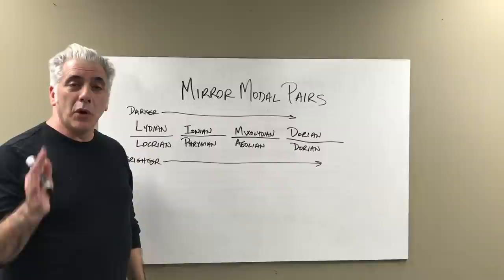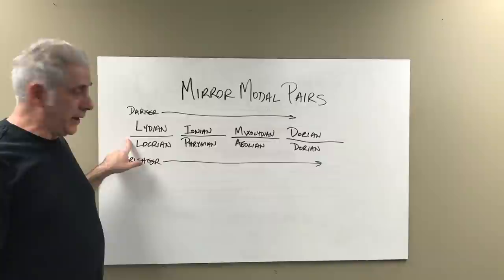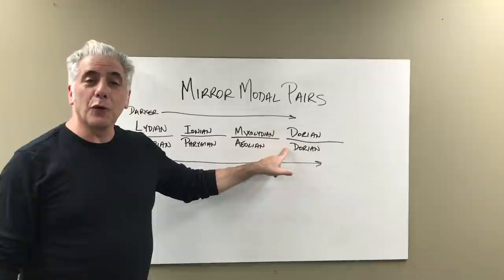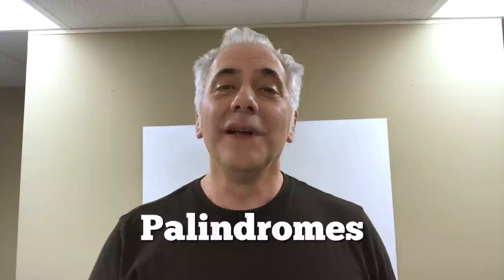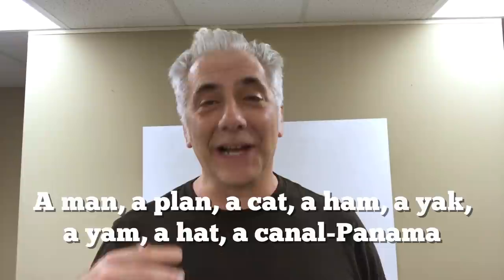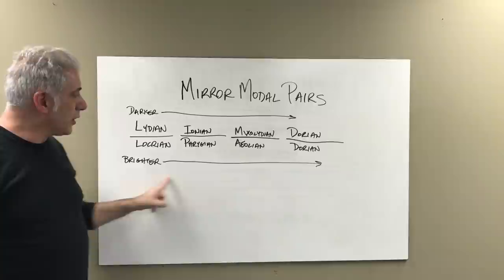So the mirror modal pairs work like this. Lydian and Locrian are a mirror pair. Ionian and Phrygian, Mixolydian and Aeolian, and Dorian and Dorian. So Dorian ascending and Dorian descending have the exact same interval combinations. It's actually a palindrome. Just a quick review on palindromes. It's a word or a phrase that reads the same forwards and backwards, like Bob or Mom, or even "A man, a plan, a cat, a ham, a yak, a yam, a hat, a canal, Panama." I've also put them going in a darker direction, going in a brighter direction.